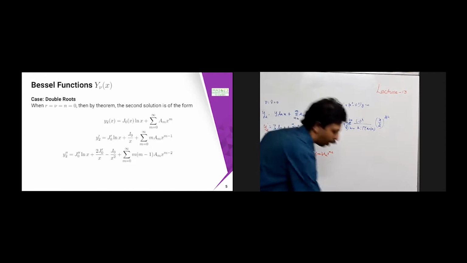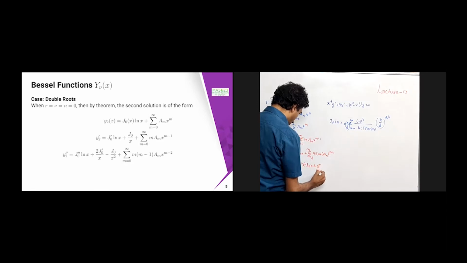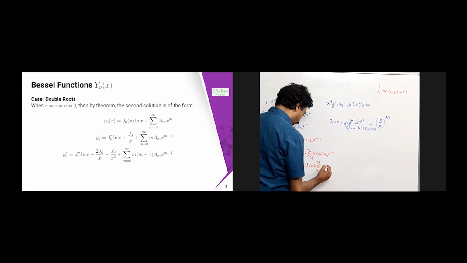Now if you multiply that with x square, x square y2 double dash is going to become like minus J0 plus 2 times J0 dash into x plus J0 double dash into x square ln x plus summation m = 2 to infinity m into m minus 1 into am into x^m is going to come.